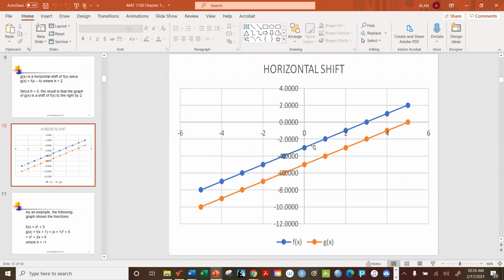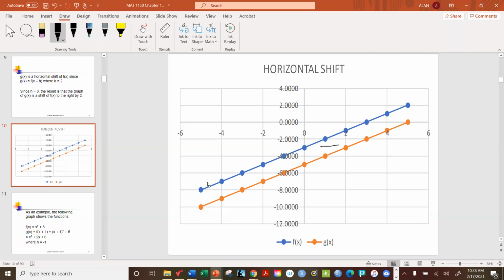So the original function is f of x, and the intercept is -3. The new function has an intercept of -5. So you can make the case, well, it's hard to, you can see why you might try to claim that this is a vertical shift. I'm not so sure how you would make that distinction, but you can make the case here that the orange curve is shifted to the right of the blue curve.